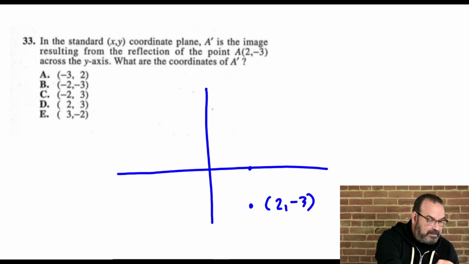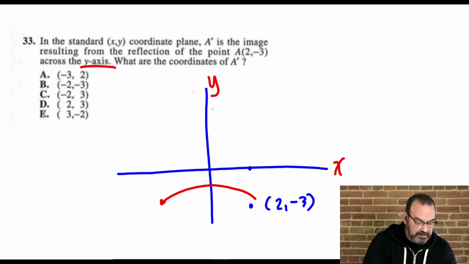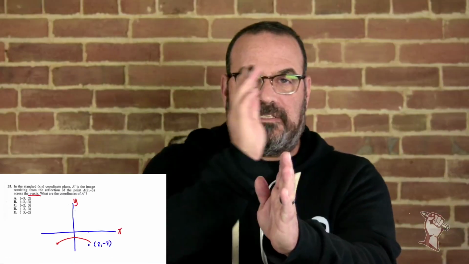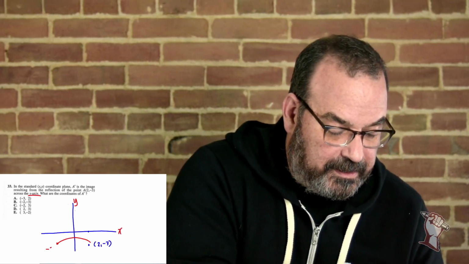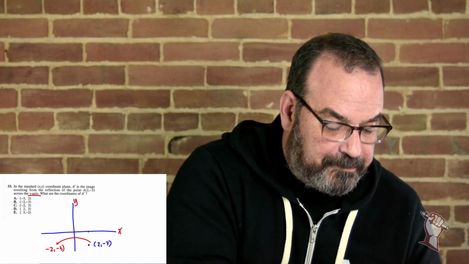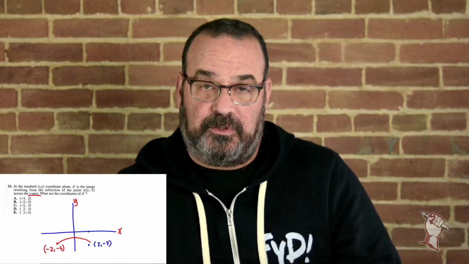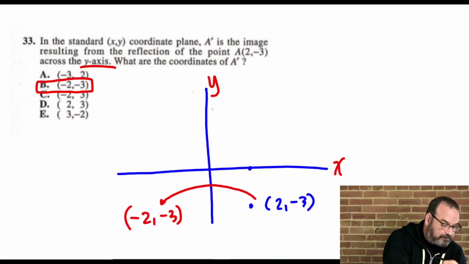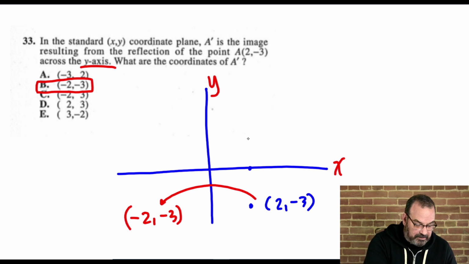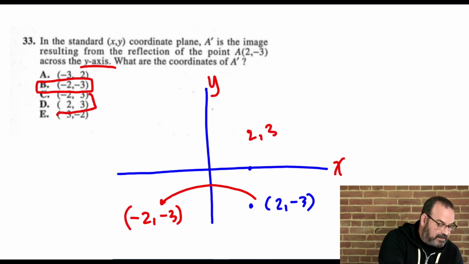And we're reflecting it across the y-axis. So here is the y-axis. This would be the x-axis. When you reflect across the y-axis, the y stays the same. So this becomes the point negative 2, negative 3. Let's stop right there and see if there's an answer choice negative 2, negative 3. There is. Answer choice B. Is there an answer with positive 3? There certainly is. That's D.